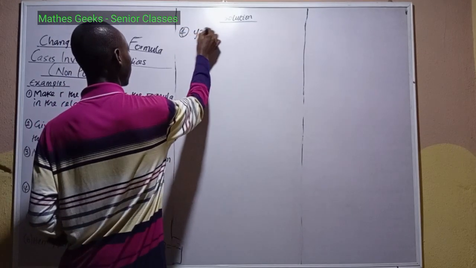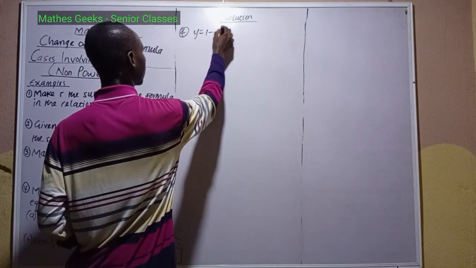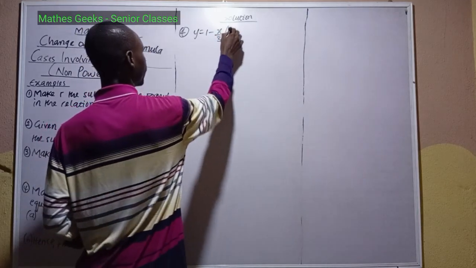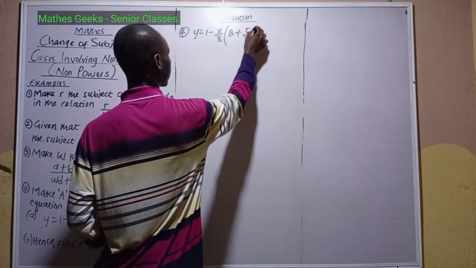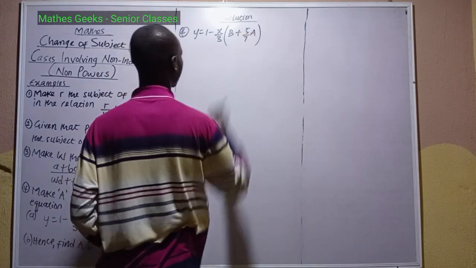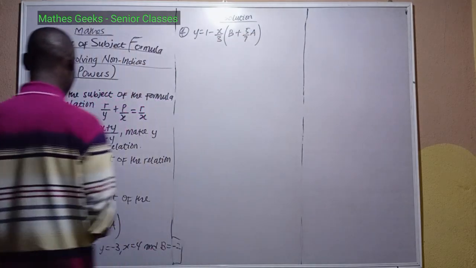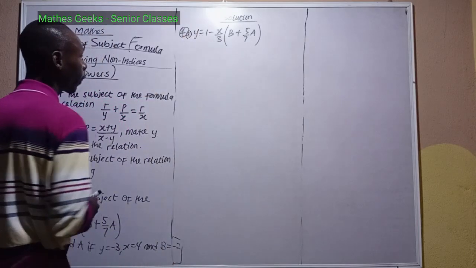Therefore Y is equal to 1 minus X over 3B plus 5 over 7A. So we have to make A the subject of the relation. Then this is the A part.